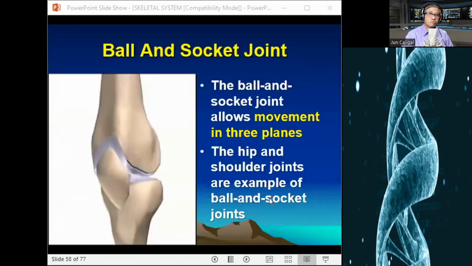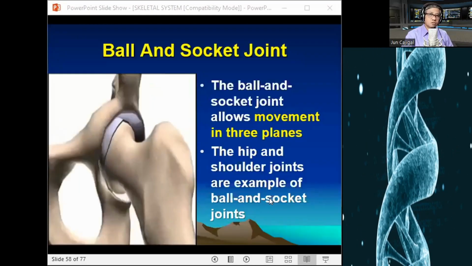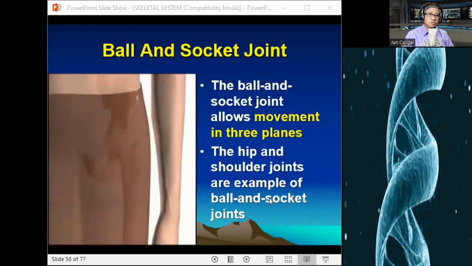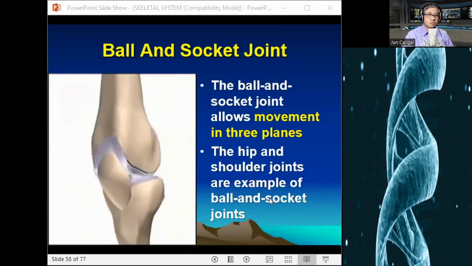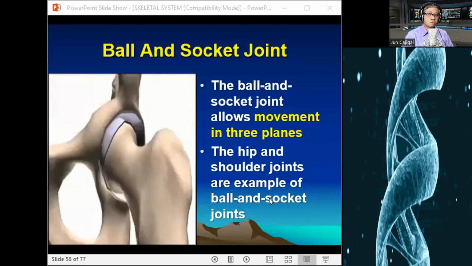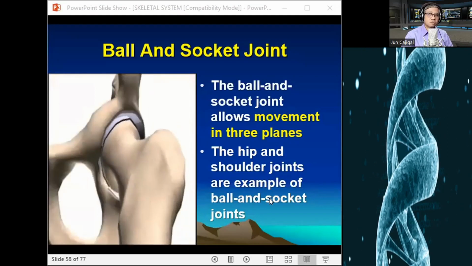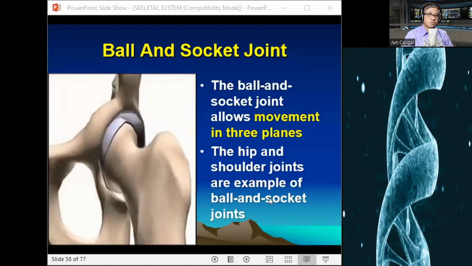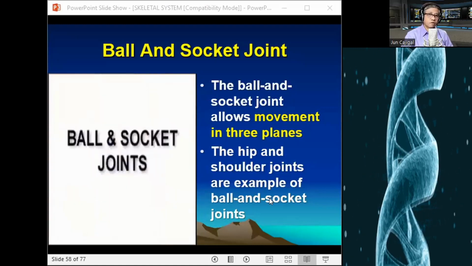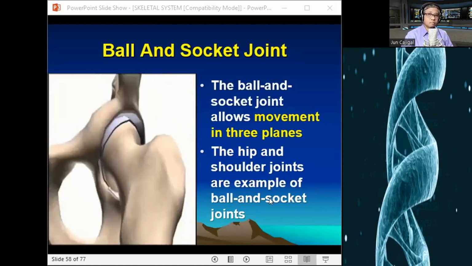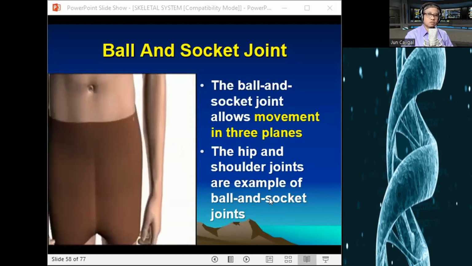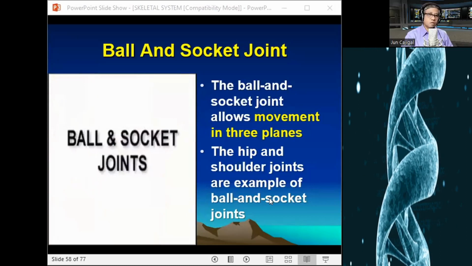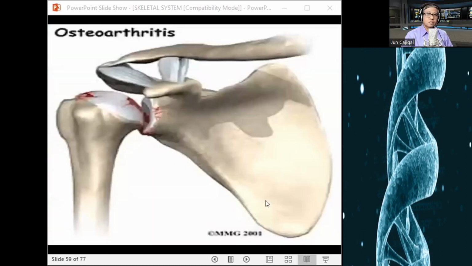So first, we have what we call a ball and socket joint. The ball and socket joint allows movement in three planes, as you could see in our animated illustration. So this ball and socket joint allows movement in three different planes. For examples, we have the hip and shoulder joints. So those are examples of ball and socket joints.